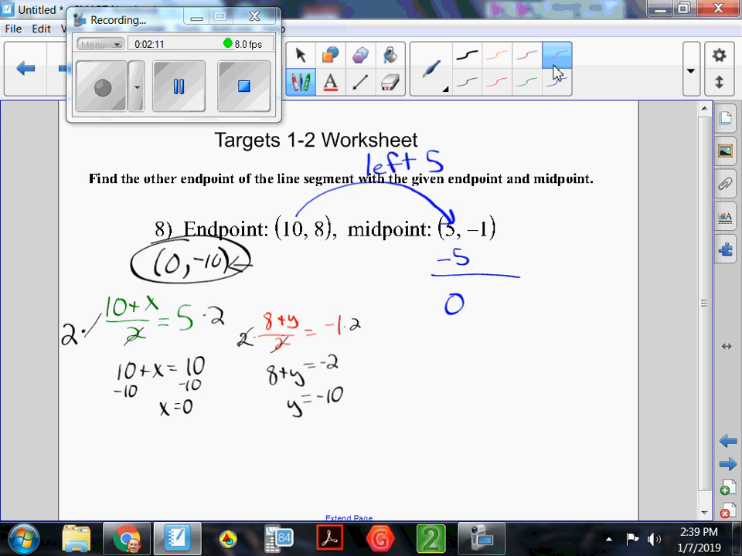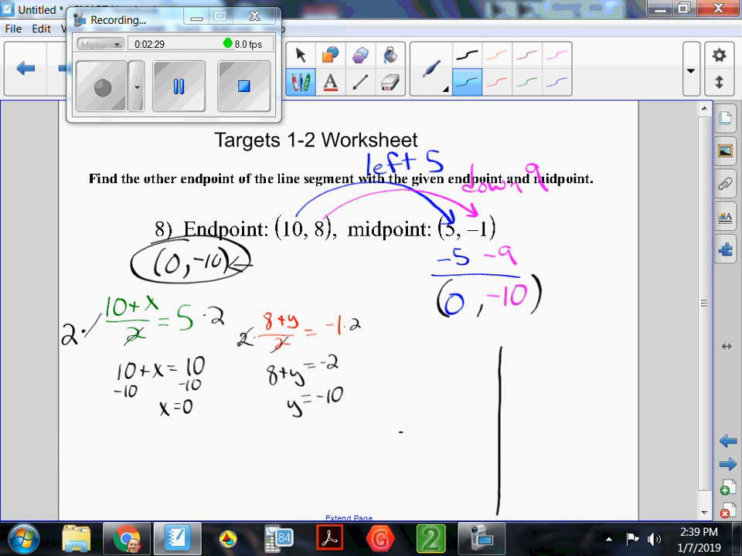For the y values, if I'm going from 8 to -1, that means I went down by 9 units. To go down, I need to subtract 9. -1 minus 9 is -10. So (0, -10) is my other endpoint.